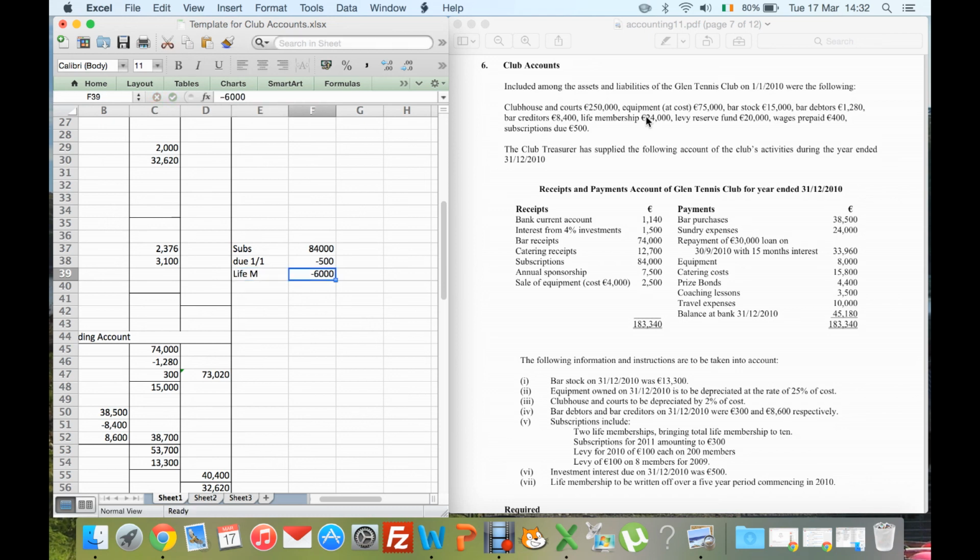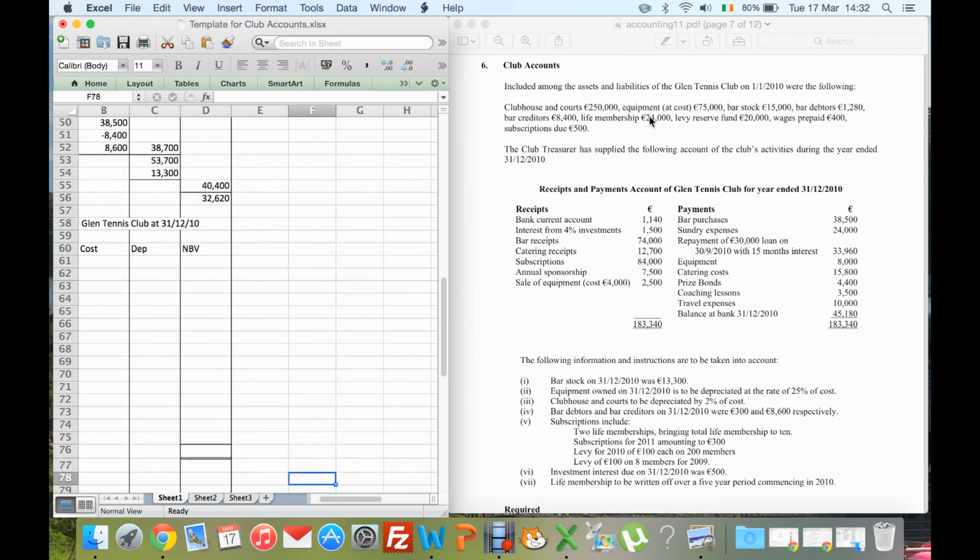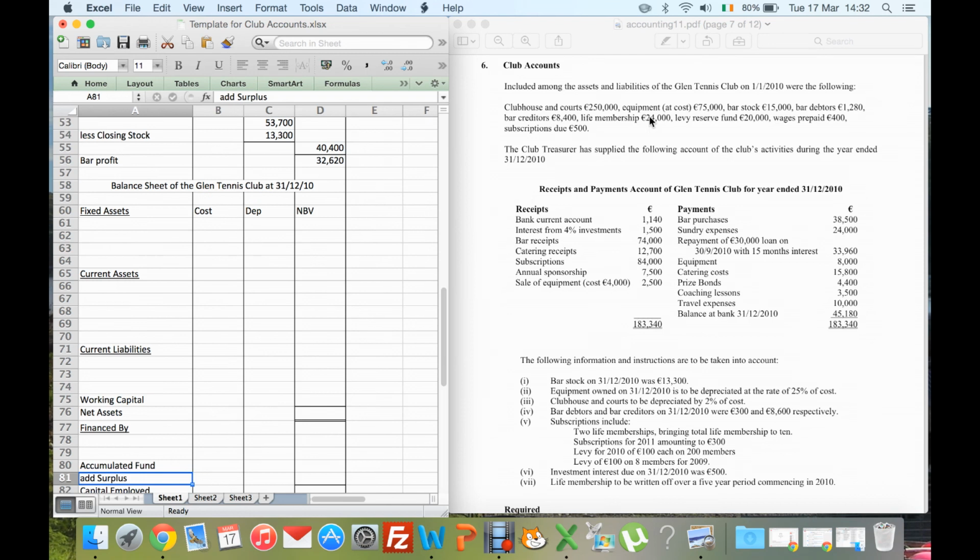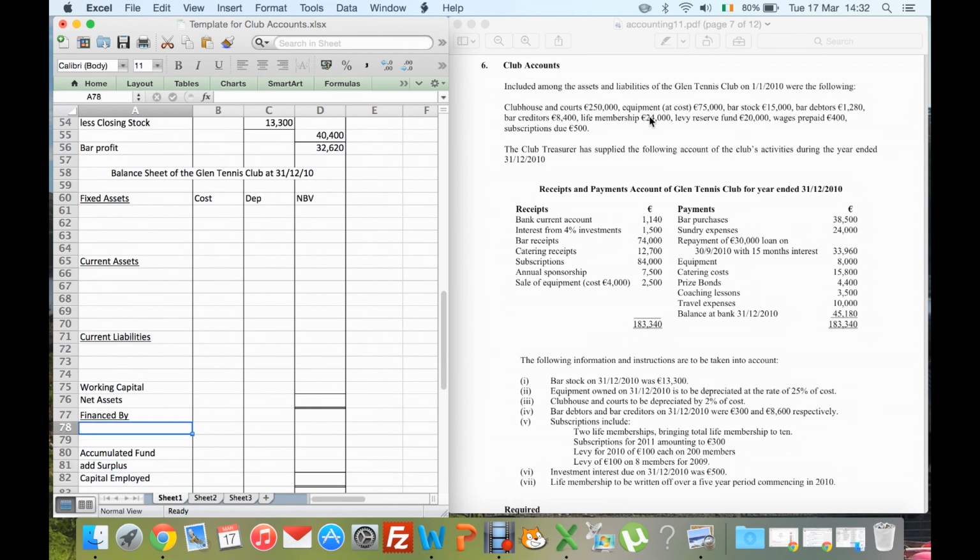Okay, so that 6 grand is going to be added on to our life membership. So I'll do that while I'm at it here. I'll go down to the end of my balance sheet, and I'll have life membership. Life membership was 24 grand at the beginning, and then there was another 6 grand, so life membership is a total of 30 now.